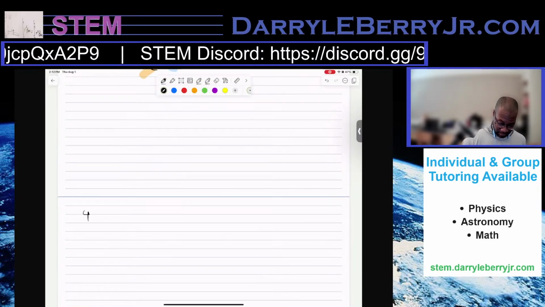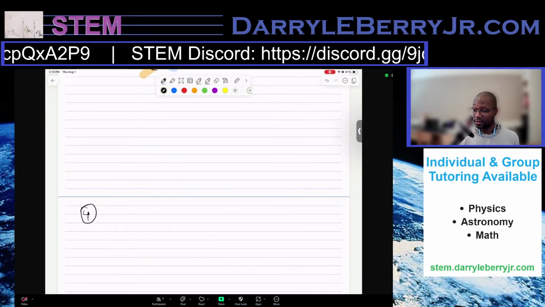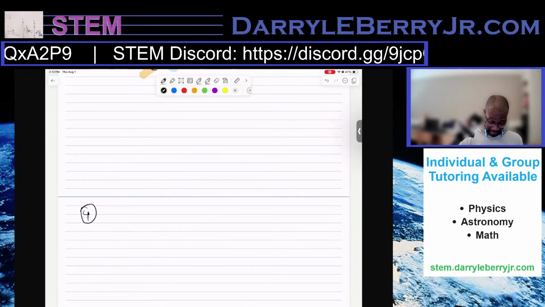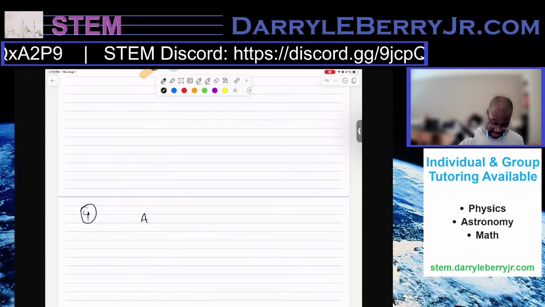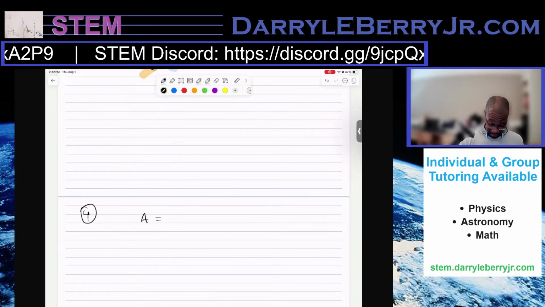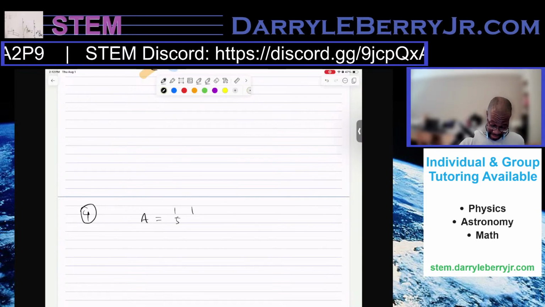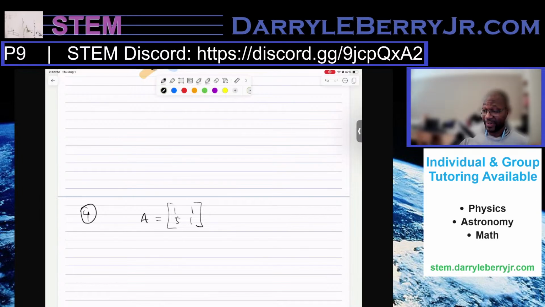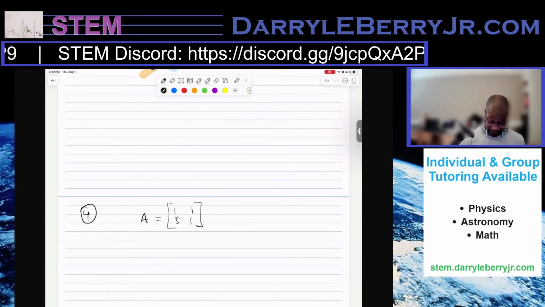all right, number 4. You're welcome. So this one says, so now we're getting our eigenvalues and eigenvectors. So again, if I make a typo, let me know. But I have A equals 1, 1, 5, 1. And we want to get the eigenvalues, eigenvectors, the first thing.